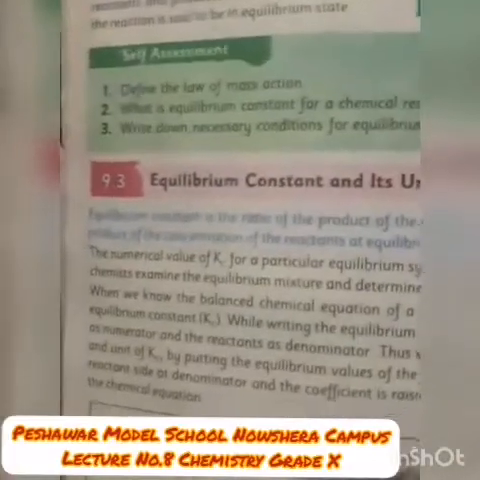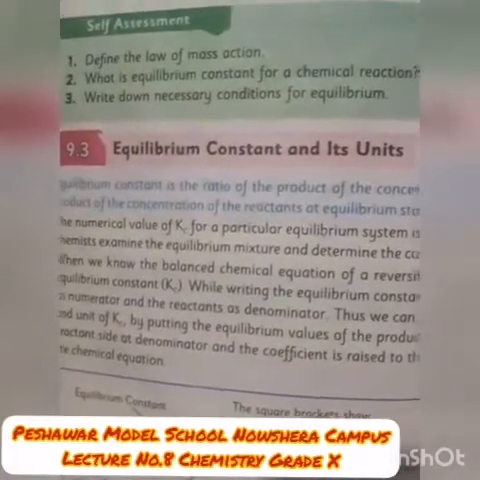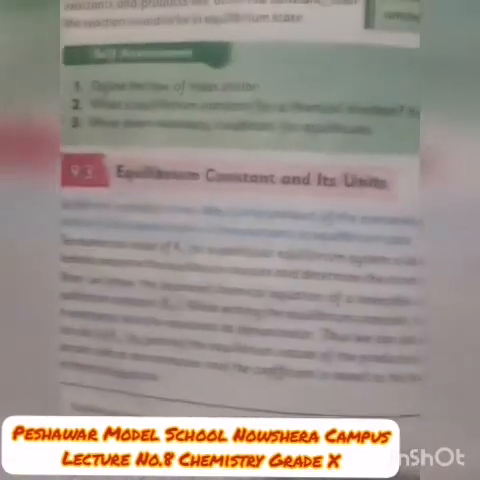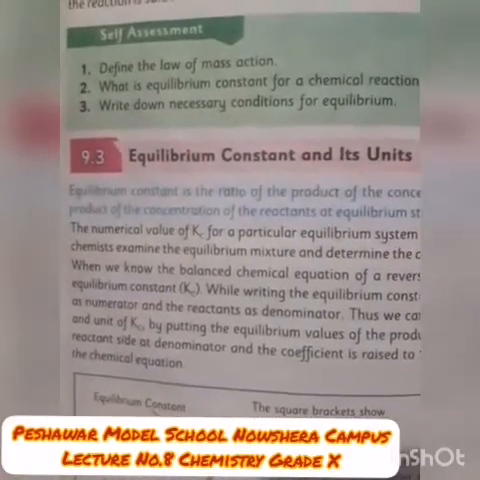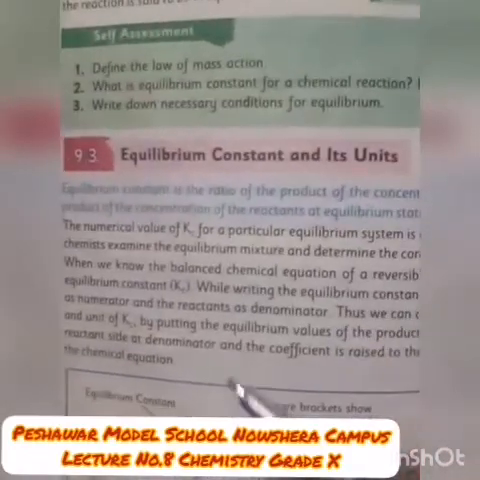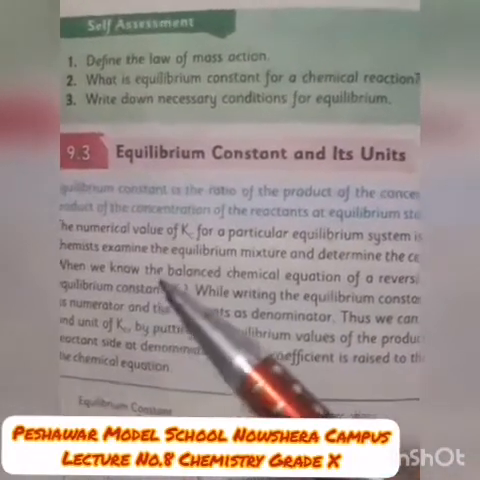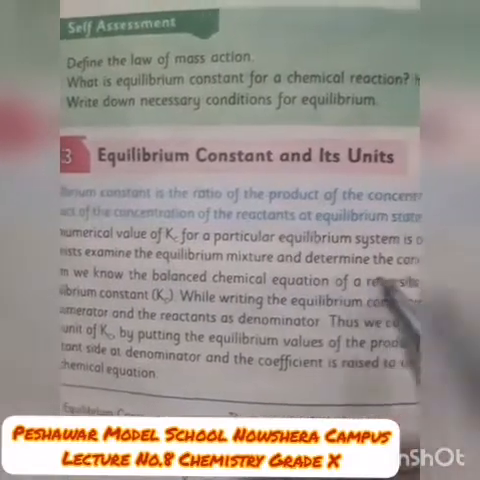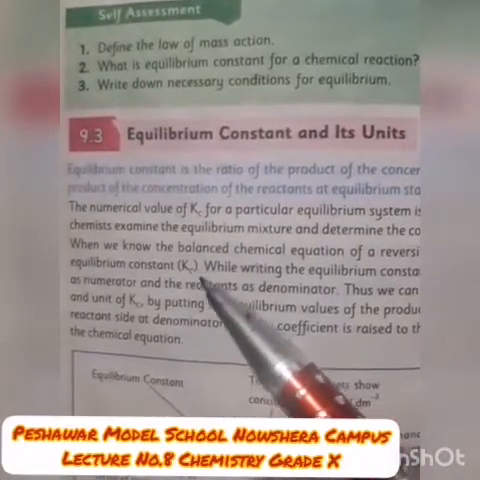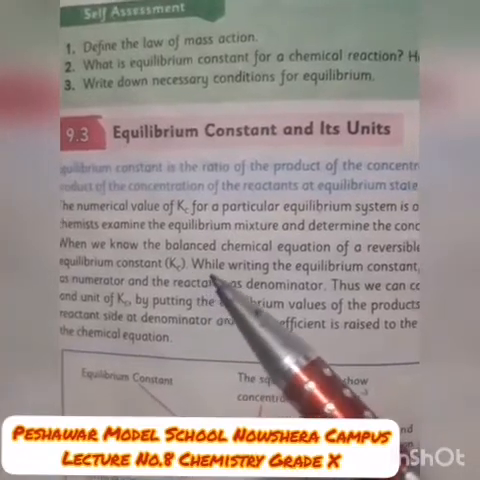Okay, now look at here. The numerical value of Kc for a particular equilibrium system is obtained experimentally. The chemist examines the equilibrium mixture and determines the concentration of all substances. When we know the balanced chemical equation of a reversible reaction, we can also write the equilibrium constant for that balanced chemical equation.